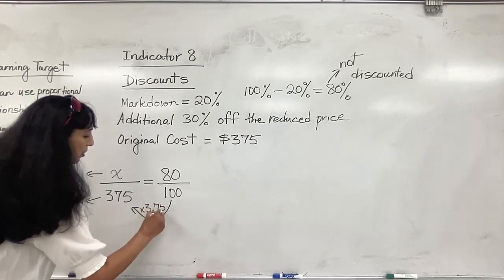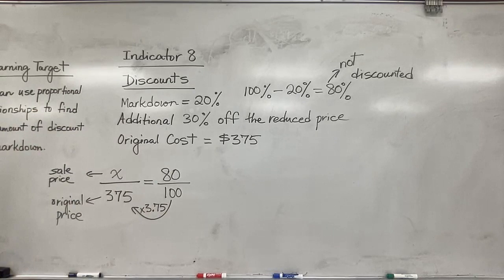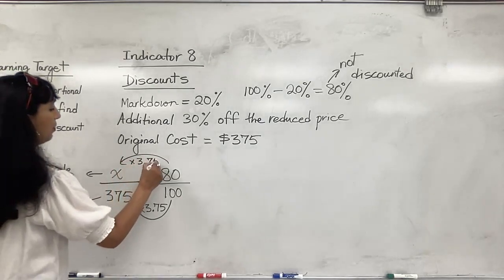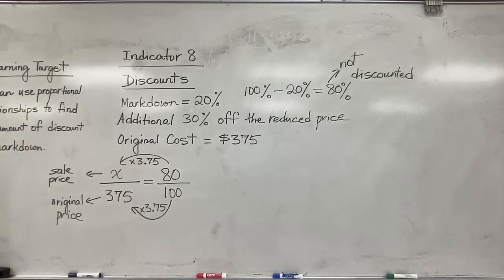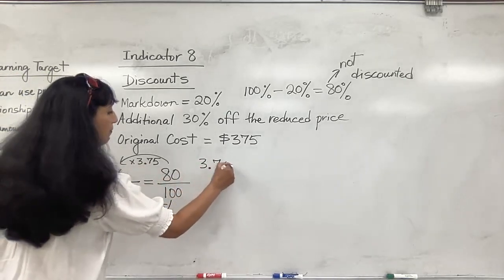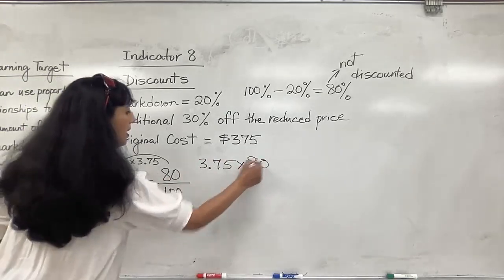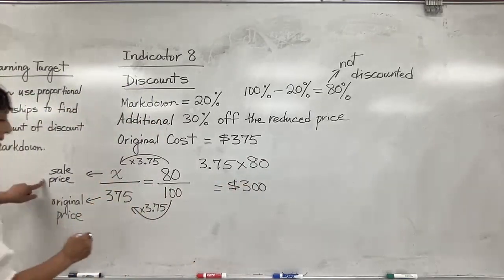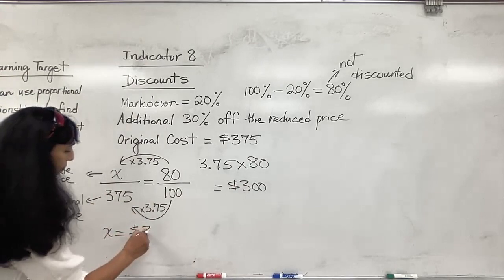This is going to give me 375. Whatever I do to the denominator, I do exactly the same thing to the numerator. So 80 times 3 and 7500. Okay, and that is going to give me the value where 80 times 3 and 7500 is going to give me $300. When I do this, if I do 3 and 7500 times 80, I am going to end up with $300. Okay, so my X, which is my sale price in this case, is $300.